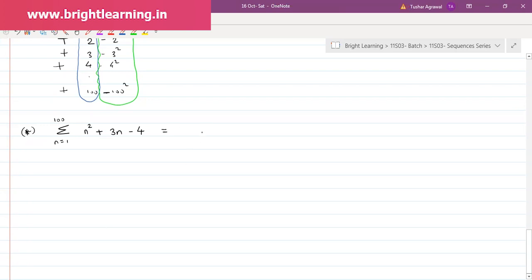So if I write this to be equal to summation of n square, where n varies from 1 to 100, plus 3 times summation of n, where n varies from 1 to 100, minus 49. You will not write 4. It is actually minus 400. It will be minus 4 multiplied by 100. Whether or not I have written this correctly.